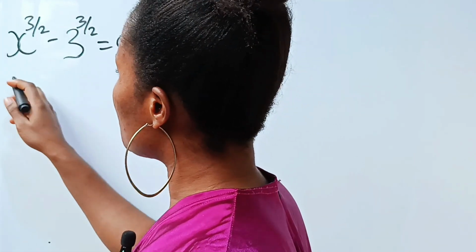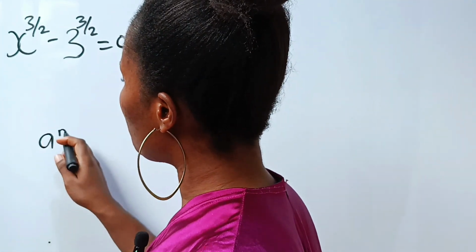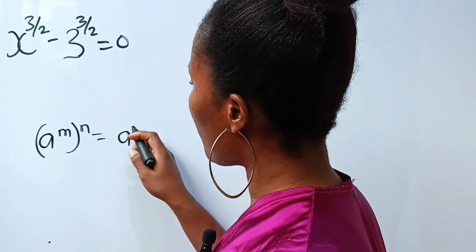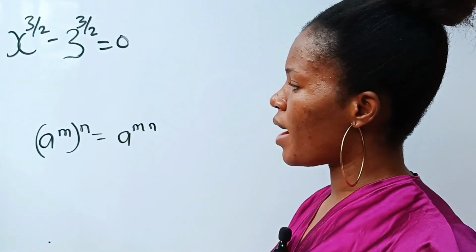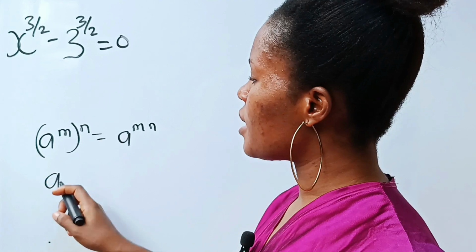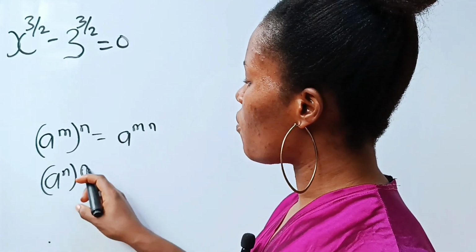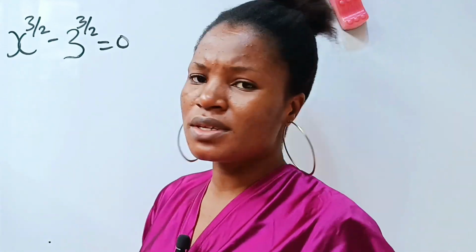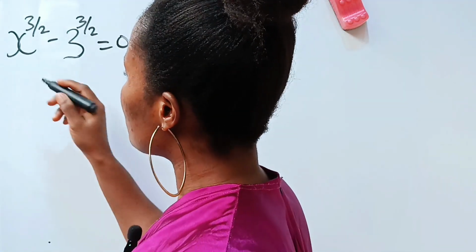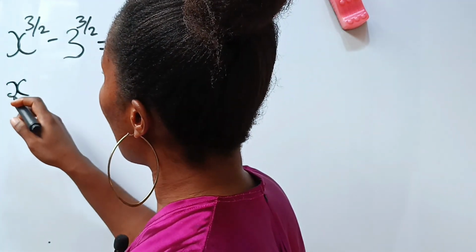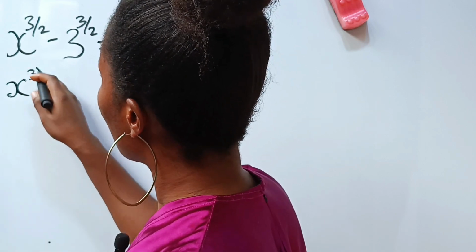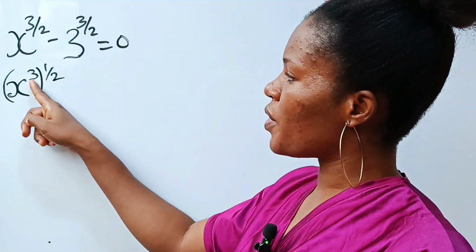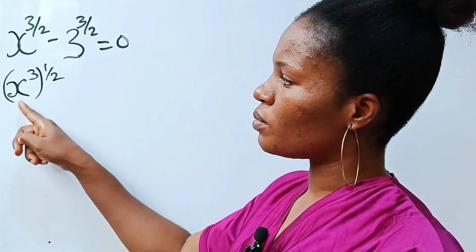Now, when you look at this, recall that a to the power of m raised to the power of n is equal to a to the power of m multiplied by n, all right? And this can also be written as a to the power of n raised to the power of m. Okay, now let's look at what we have and see what we can do with this law. So we can write this as x to the power of what? 3 multiplied by 1 over 2, right? Yes, because 3 times 1 will give us 3 over 2.